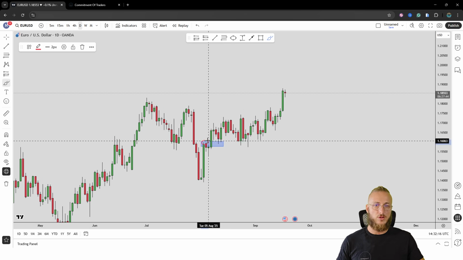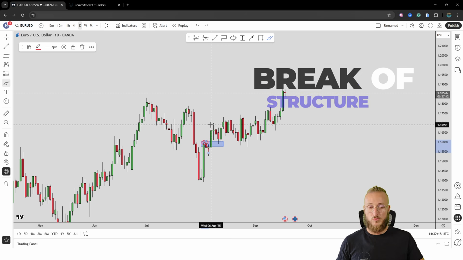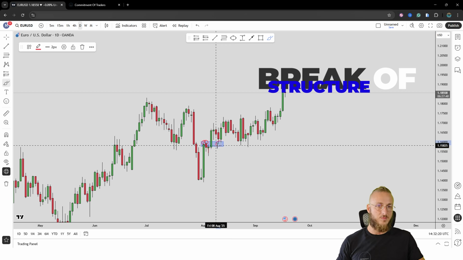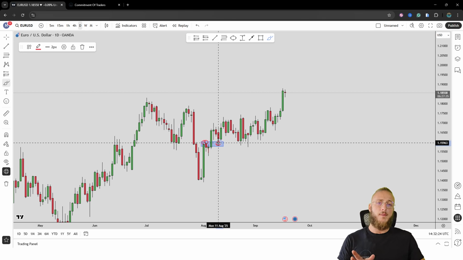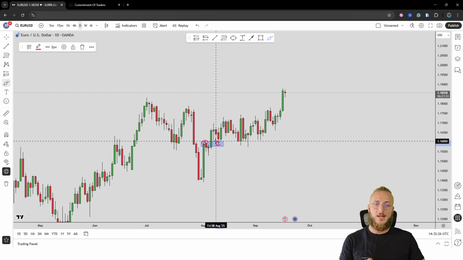This is a previous level of daily resistance. The market then breaks it to the upside. At that point, it becomes support. And your strategy is usually buying manually when a market is retesting previous resistance turned support.